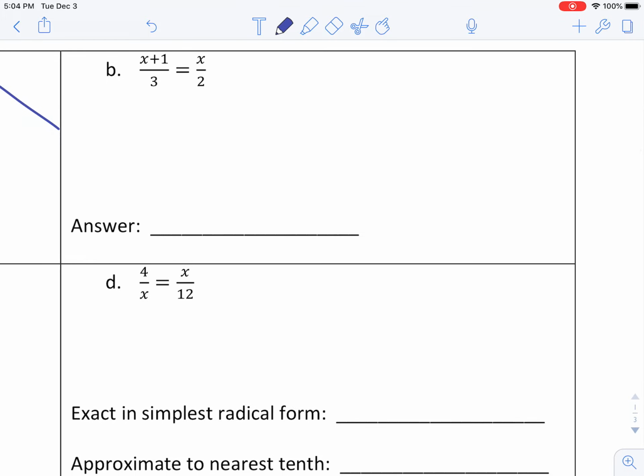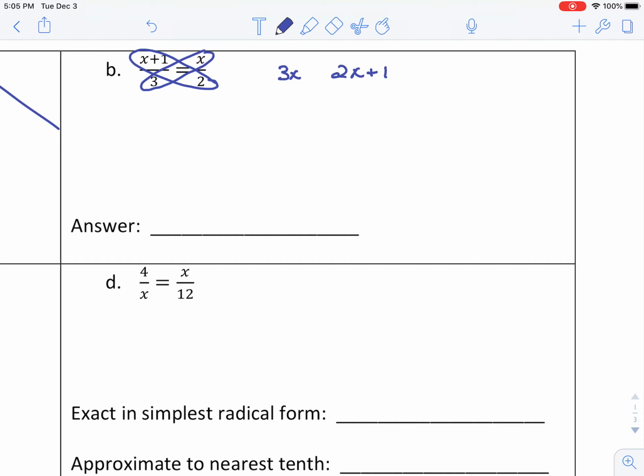One other issue that can come up with solving a proportion occurs in part B. When you do 3 times x, no problem, you get 3x. But the thing lots of students forget is you are taking this 2 and you are multiplying it not just to the x.